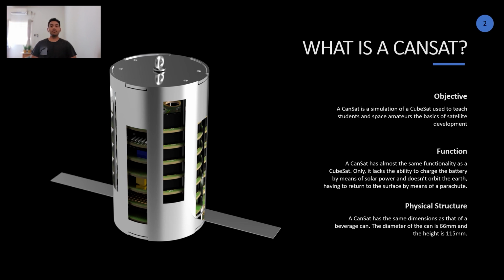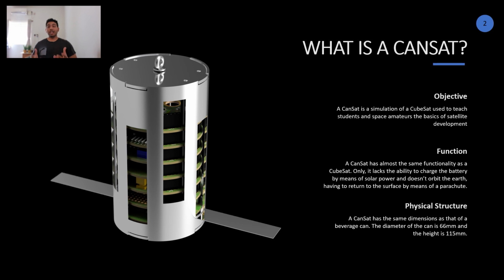The subsystems of a CANSAT are very similar to those of a CubeSat. They have the same interfaces and the same development pattern, as in the process of development for a CANSAT is very similar to that of a CubeSat. It really helps students understand how a CubeSat is developed and what goes into its development.